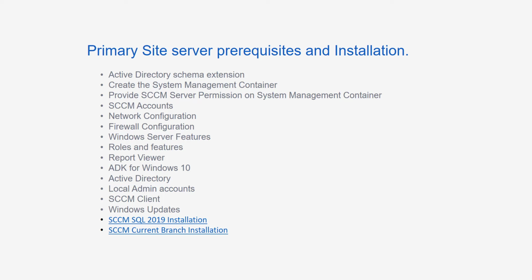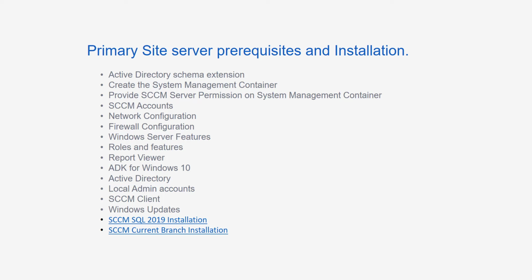Provide the primary server system management container, we have to provide the permission. So we have already done it. We have to create some service account so that the access can be provided accordingly. Network configuration, we have to do it.